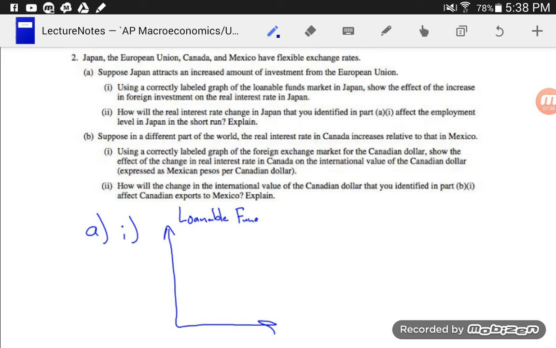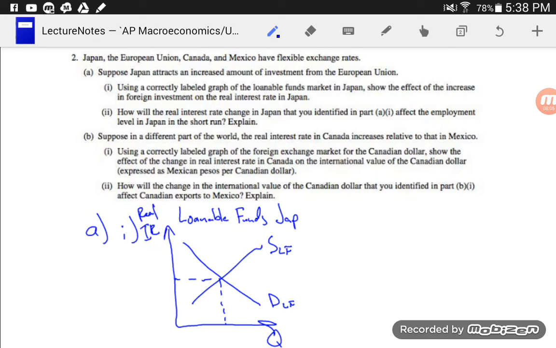And this is the loanable funds market in Japan. We're going to have a demand for loanable funds and a supply of loanable funds. That was our initial supply, so that's our initial quantity, and this is the interest rate, the real interest rate. So I've got my labels there.